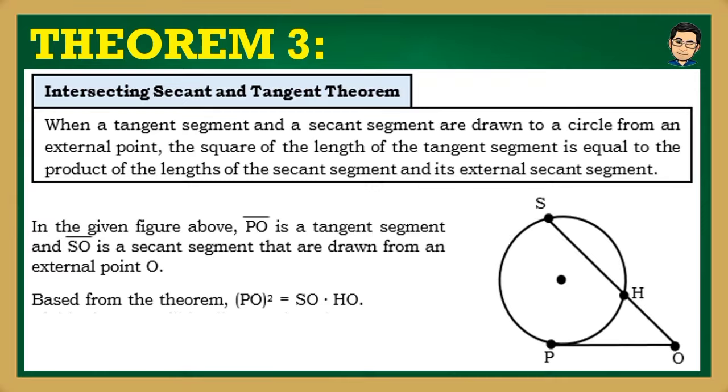And then, based from the theorem, so the square of the length of the tangent segment equals the product of the lengths of second segment and its external second segment. So, ayan po siya. So, the square of PO is equal to SO, ito yung second segment, times HO, ito naman yung external secant segment.